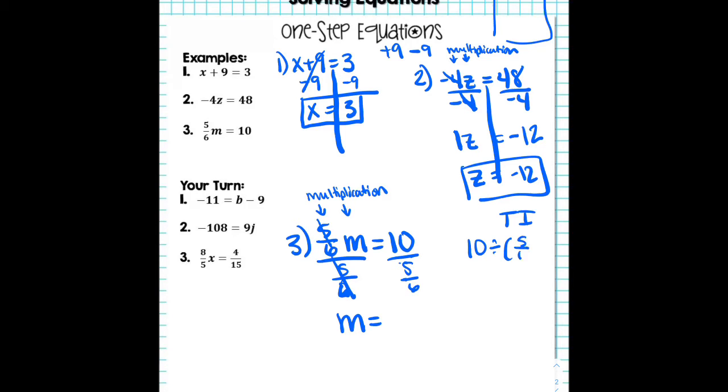So you can type in 10 divided by... Sorry about that. Okay, so in your calculator, you can type in 10 divided by, open parentheses, and then type in 5. The fraction line is the same thing as division, so divided by 6, and then close your parentheses. So when you type this in, you should end up getting 12. So m equals 12. So when we are multiplying by a fraction, we can just divide by that fraction. It's just a number, so we can divide by that fraction and solve. So use our calculator to solve.